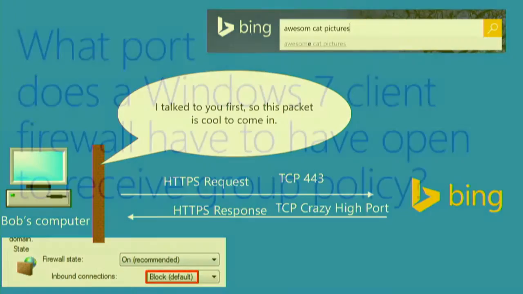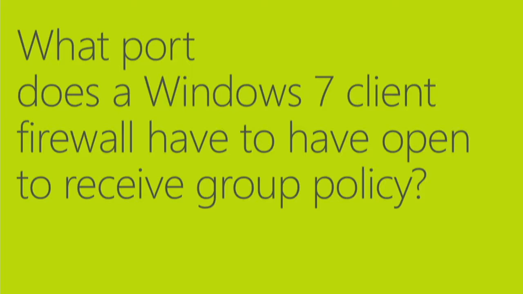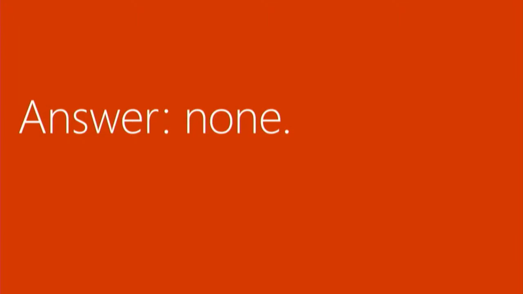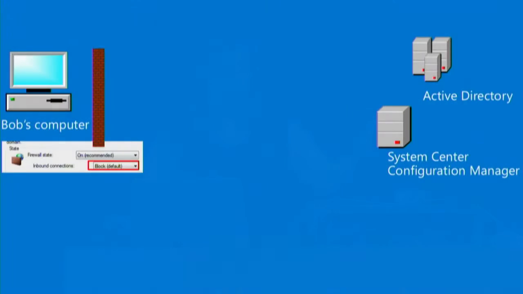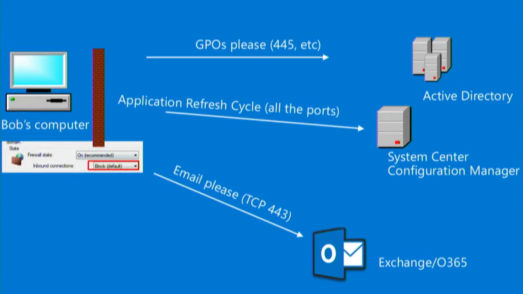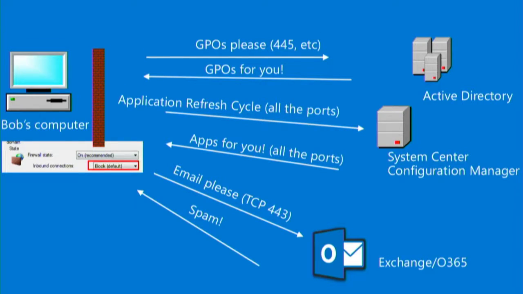Pop quiz. What port does a Windows 7 client have to have open in the firewall to get group policy? Ding, ding, ding, guy in the front. So the answer is none. You could have that firewall say none, because the group policy update process in the background, GP update, would reach out to AD and it would come in. So that's what that would look like. AD, System Center, whatever else where I have client-initiated communication. I can ask for it and it gives it back.